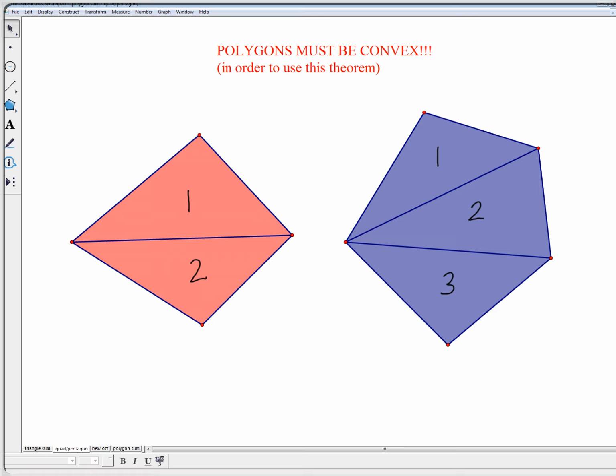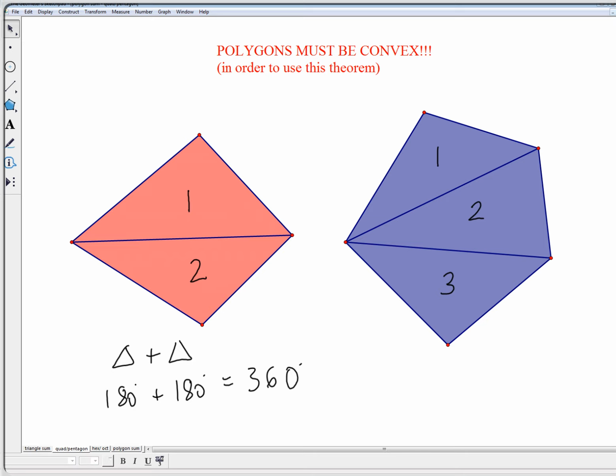Now, each triangle, if I were to add the interior angles, each one would give us 180 degrees of interior, so I can figure out that the sum of the interior angles of a quadrilateral is going to be 360, no matter what kind of quadrilateral it is.